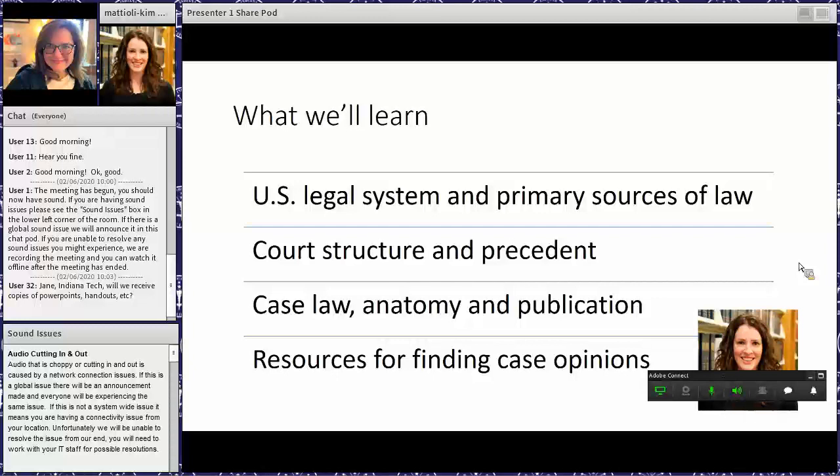We'll go into the anatomy of a case opinion, how they're written by judges, and then a really brief overview of the publication of cases and the sources in which you can find them. And then finally, at the end, I'll show you some free resources for finding case law, as well as one source that is not actually free, but that is widely available for public use at many different academic libraries.